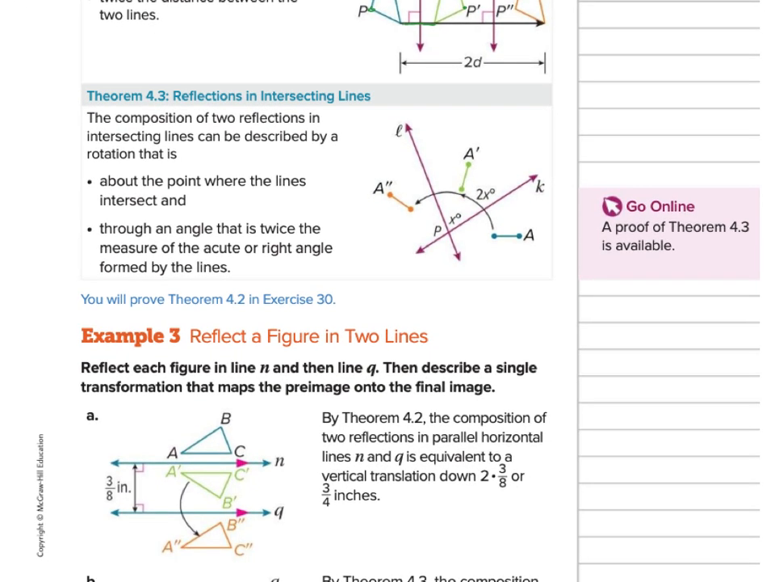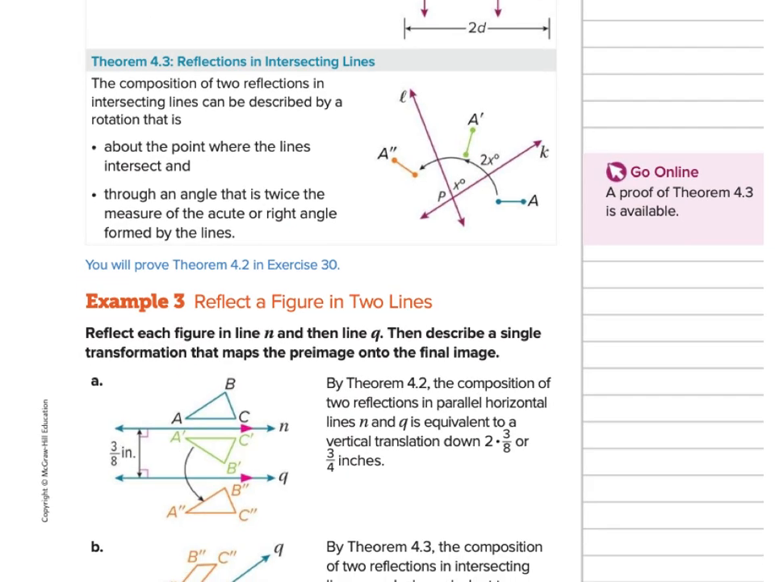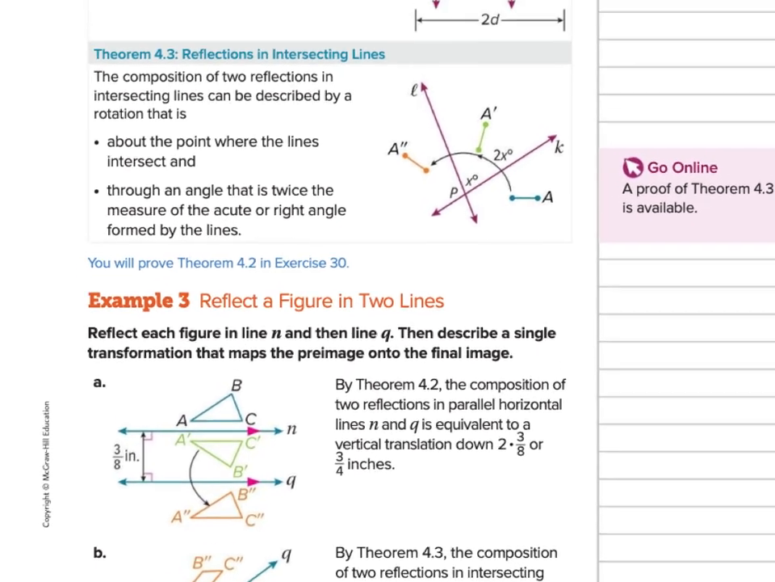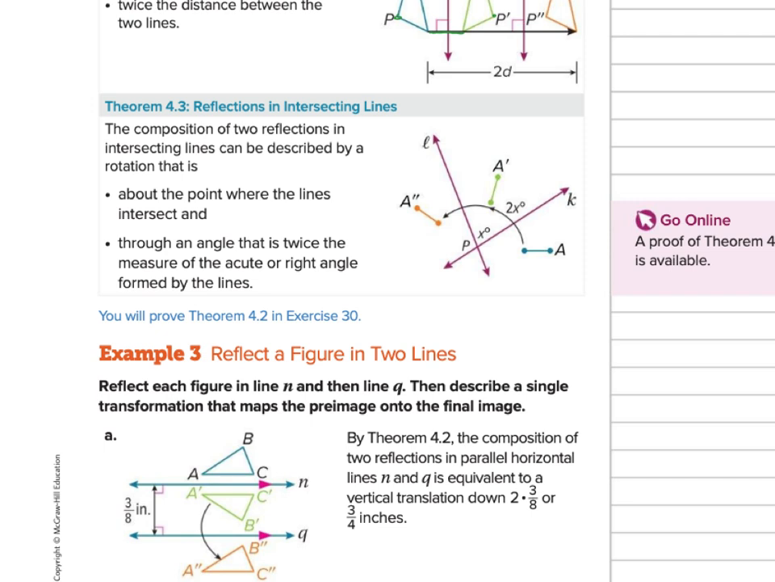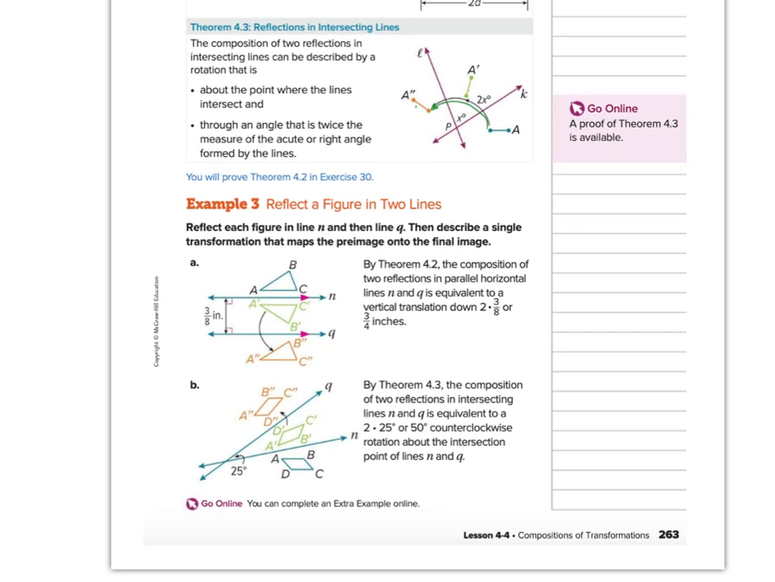And let's see. Reflecting over two lines. A composition of reflections in intersecting lines can be described by a rotation. So it does appear to look like a rotation instead of just a reflection and a reflection. It looks like we just rotated. So just some characteristics of multiple actions, and it takes practice to see these.